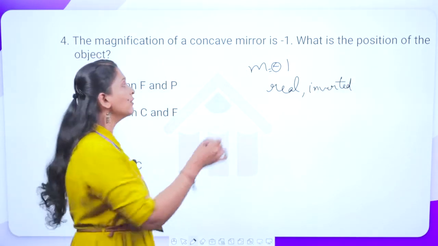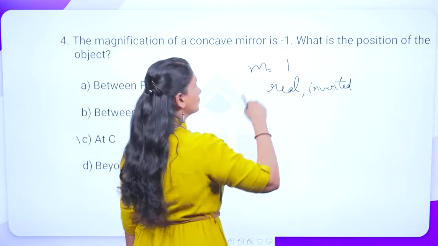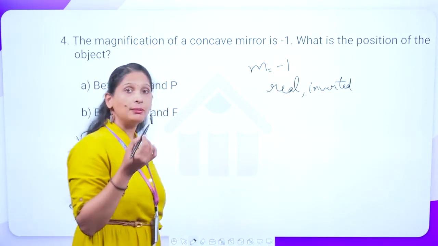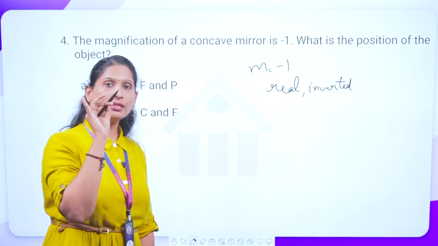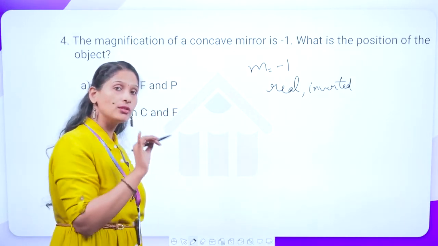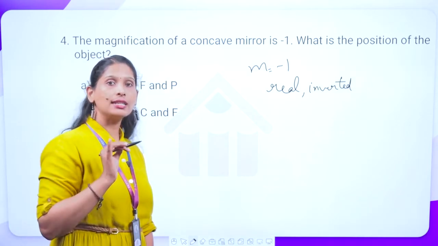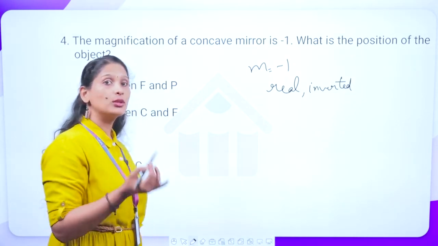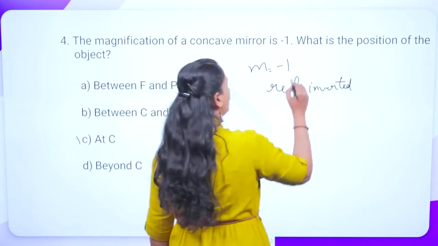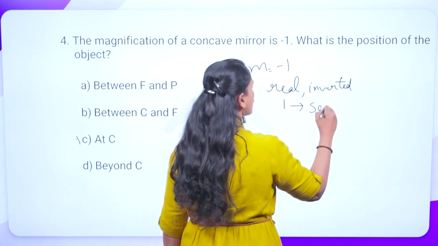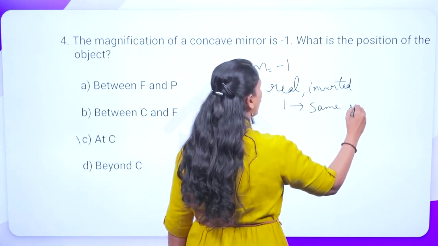Okay. And the value is given to be 1. Right? So what does that mean? Magnification is 1 means the height of the object and the height of the image are the same. Then only the ratio will give you the answer to be 1. Right? So that means what? 1 indicates that it is of the same size as the object.